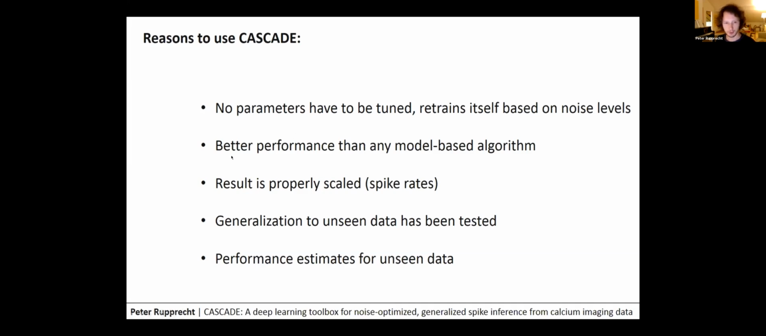We found that the performance was much better than any of the model-based algorithms, which we tuned on all of our data sets as well. In addition, the result is properly scaled in terms of spike rates. And of course, the most important aspect is that we have tested the generalization to unseen data, which allows us to estimate the performance on unseen data, which are basically data that you and I have recorded by ourselves. And then we can predict how well it will perform on those unseen data sets.